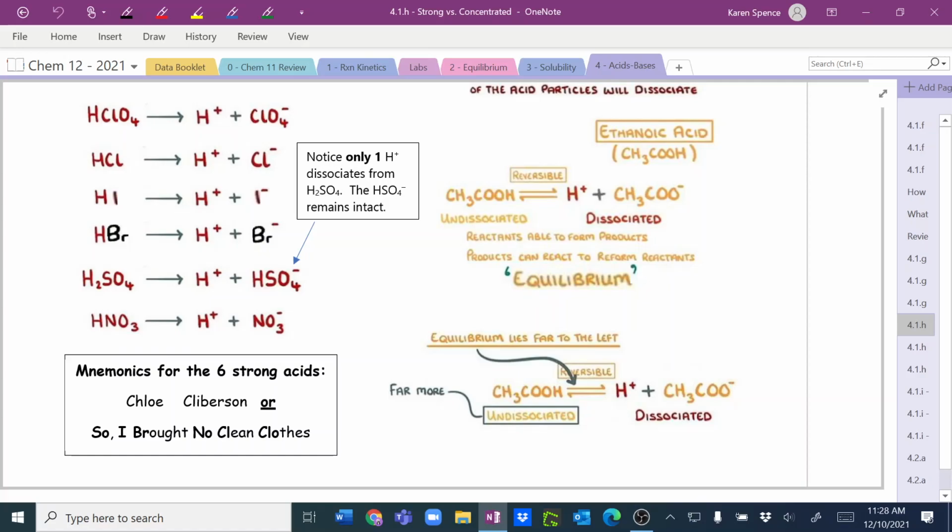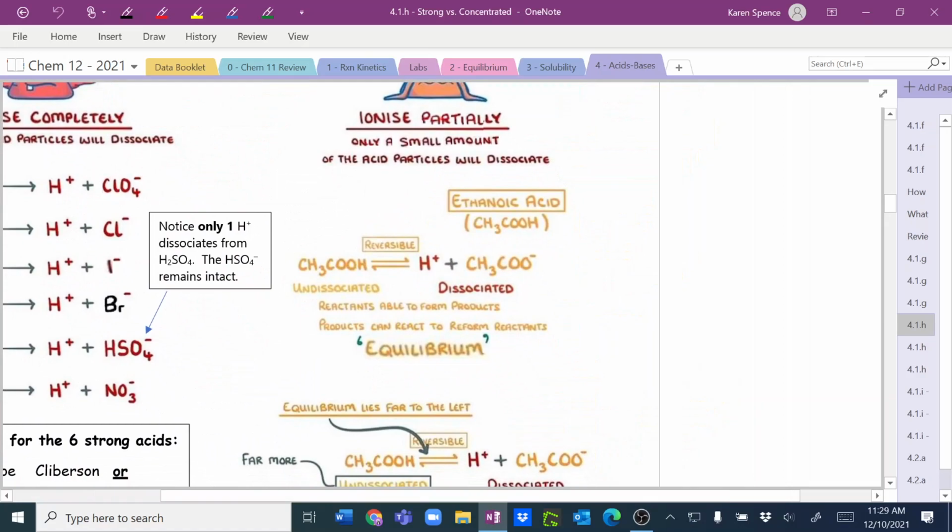Chloe Kleiberson. Yes? Or you can do so I brought no clean clothes. If I wanted to do that, I'd put them in a different order. So if you're interested, you can learn that, it could be handy in university. Probably not here though, because here you always get to have your acid table. I have this in here because in AP, they do have to memorize their 6 strong acids.